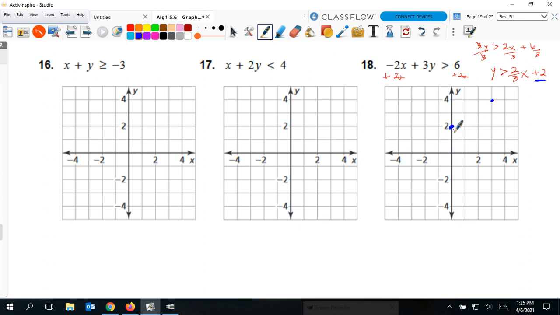We can go the opposite way. We can go down 2 and left 3, and that would put us there. It is a dashed line, so let's go ahead and try to put our dashed line here. And this direction.